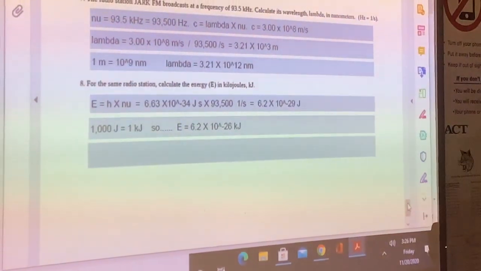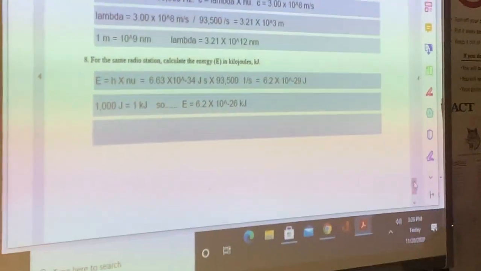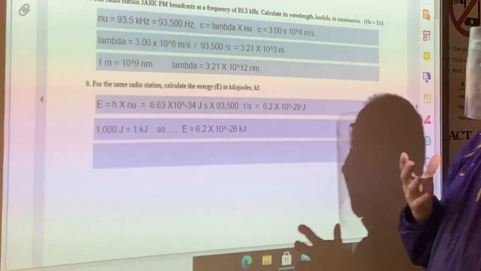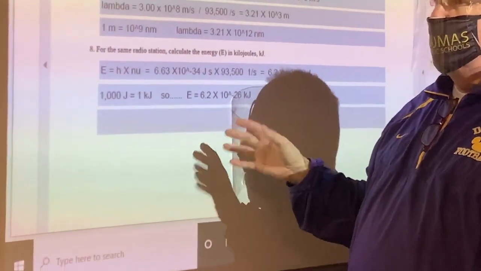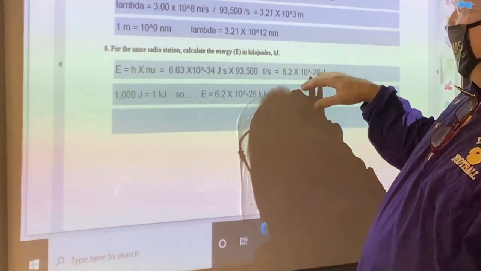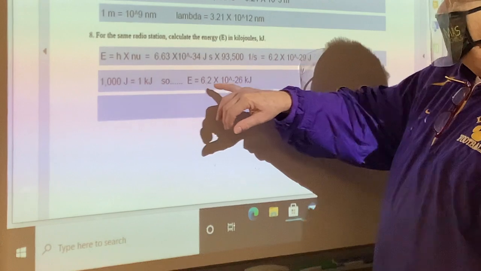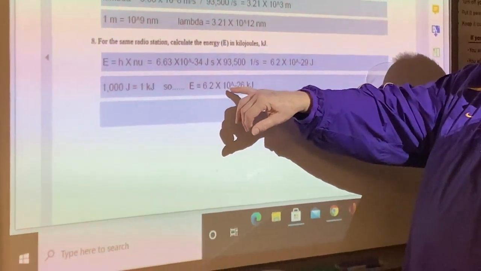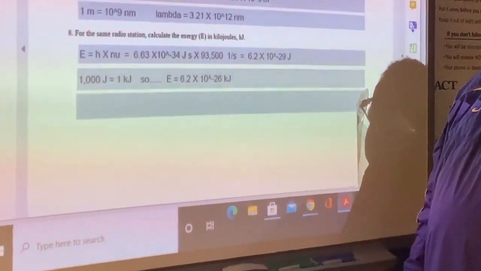You know, you don't have to worry about the power of radio waves. They're coming through you right now. Unless you get up really close to the antenna where you're getting a lot of that radiation, in general, you don't need to worry about radio waves at this frequency, because the energy in kilojoules even is 6.2 times 10 to the minus 26 kilojoules. 1,000 joules in kilojoule.